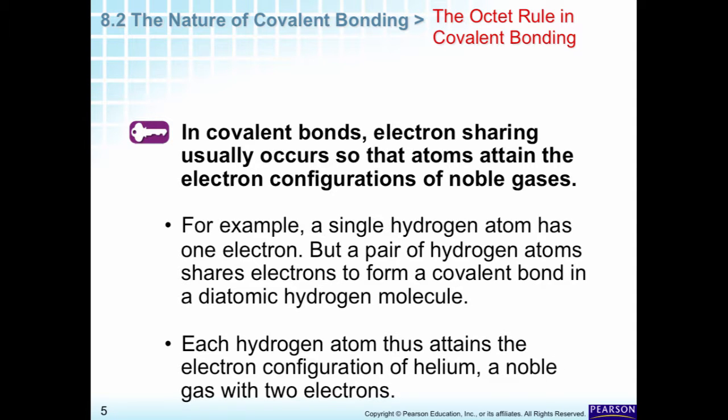So, for example, a single hydrogen atom has 1 electron. Okay, so let's do the Lewis dot structure for that. So we have here hydrogen with 1 dot, and I'm going to make this hydrogen with an X instead of a dot. And when they form a bond, this hydrogen has 2, this hydrogen has 2. Remember, hydrogen wants to be like helium, so it only has 2, okay? So now it looks like the helium configuration, so it's very stable.